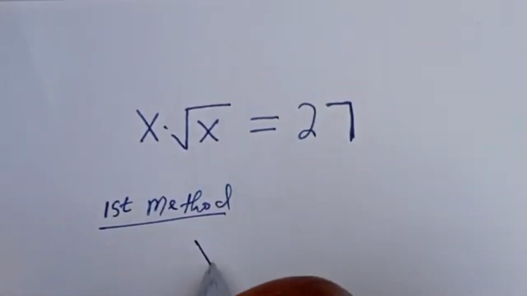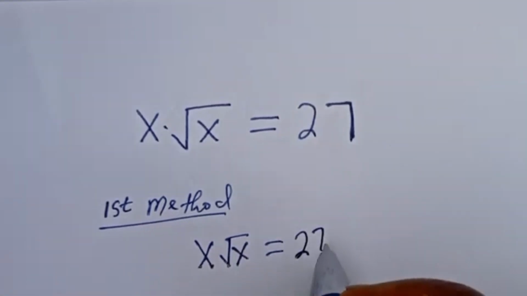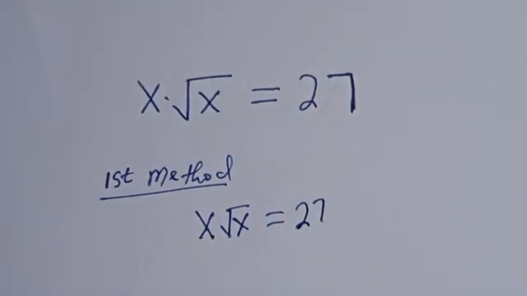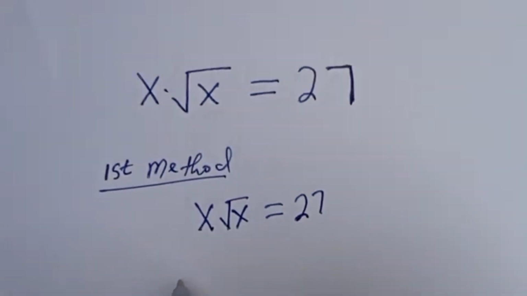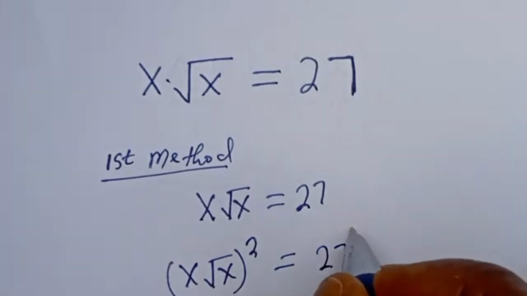We have s root of s is equal to 27. Then let's square both sides of this equation. S root of s all square is equal to 27 square.